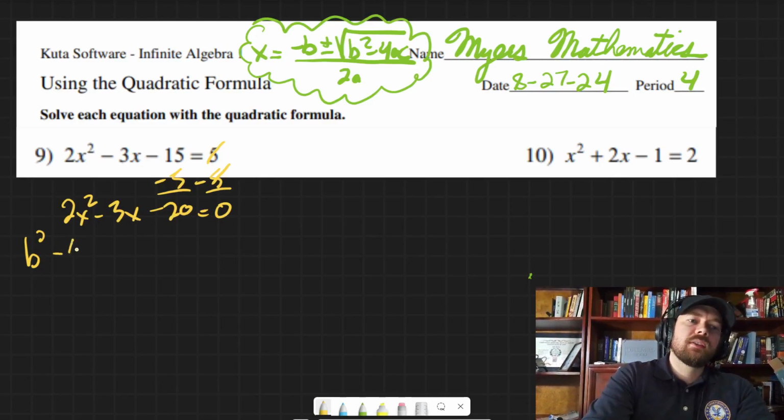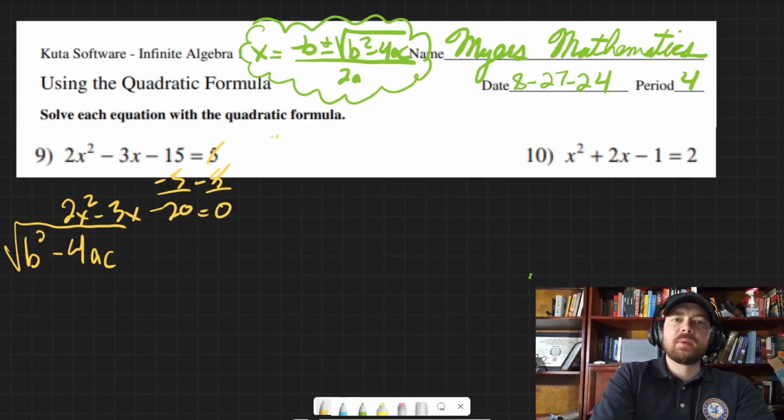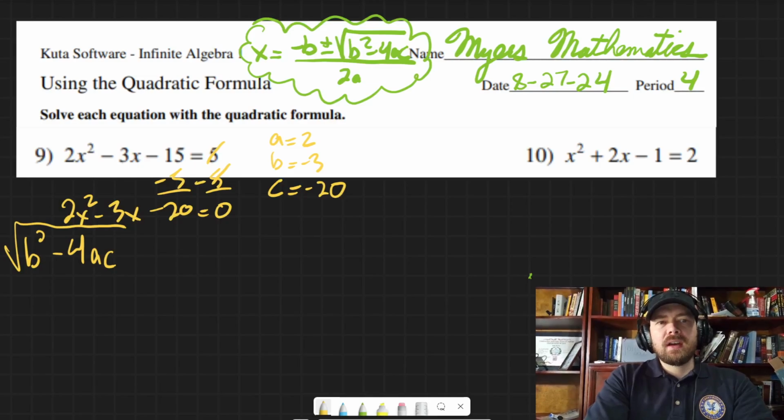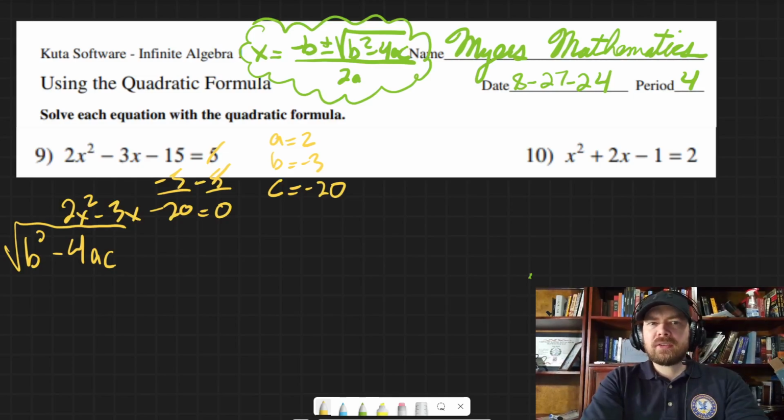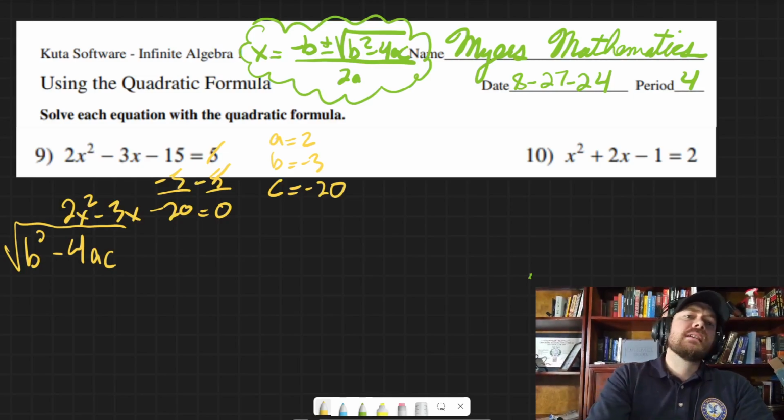b squared minus 4ac, and it's the square root. So let's go ahead and see what that's going to be. Oh, by the way, what's a, what's b, what's c? a is 2, b is negative 3, c is negative 20. So c was a little misleading at first, but once I subtract that 5 on both sides and set it equal to 0, then I have my real c value. And it's always possible that you could have another x squared or an x or something as well. So make sure it's set equal to 0. That way you get your real a, b, and c values.